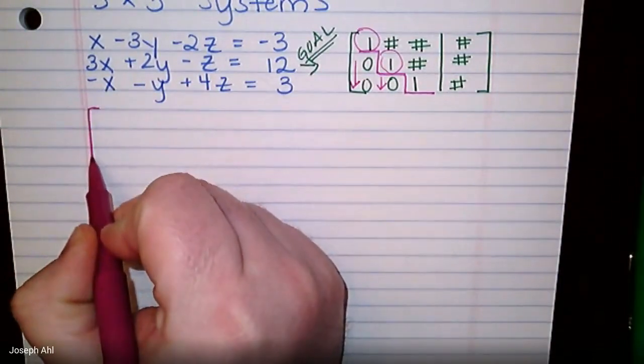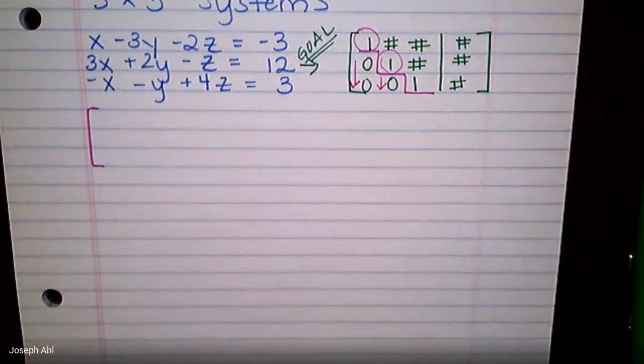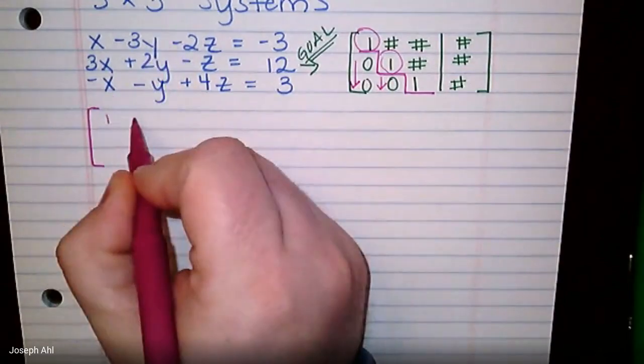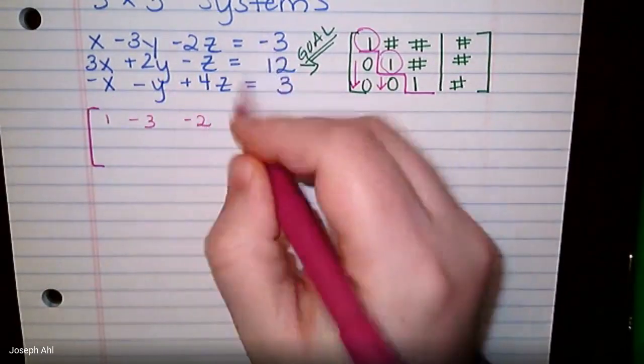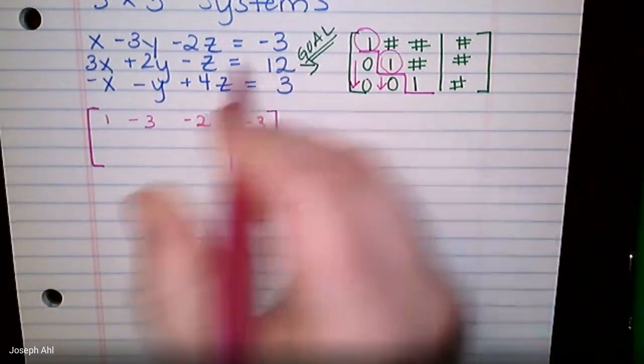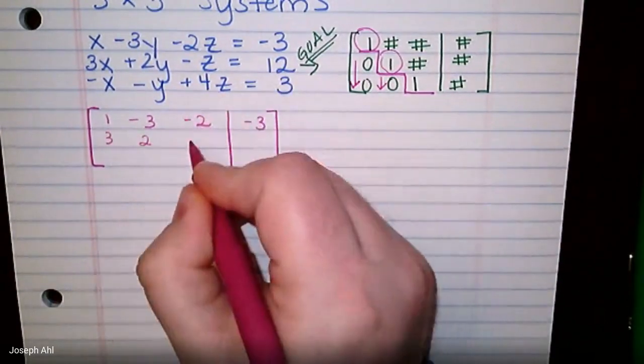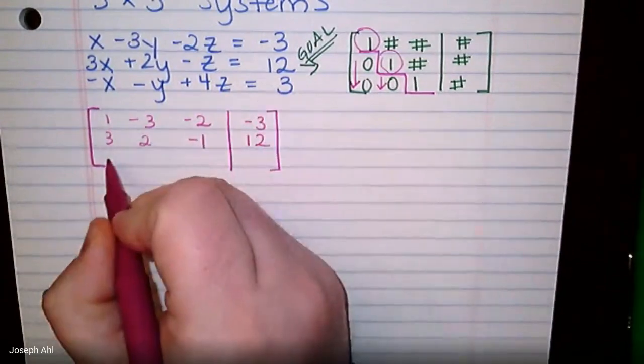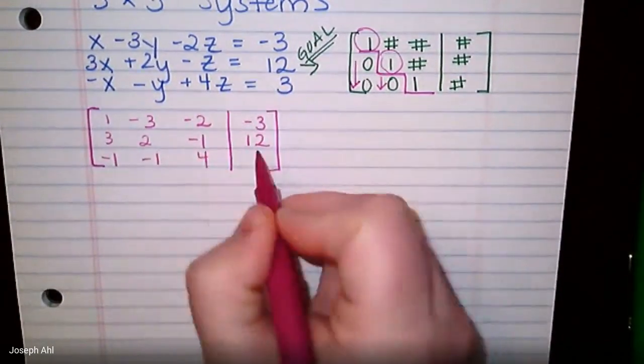So create a 3x4 matrix with these coefficients. So we've got 1, -3, -2. Draw the wall to separate the answer there, -3. We've got 3, 2, -1, and 12. -1, -1, 4, and 3.